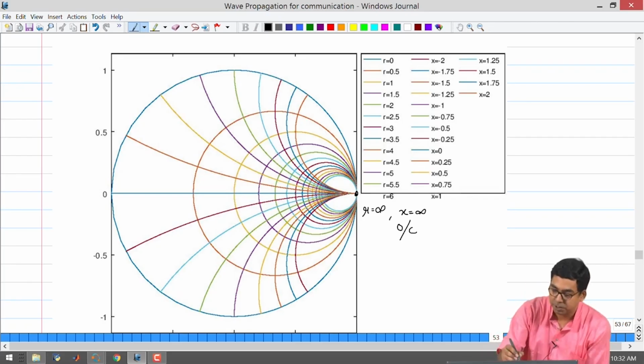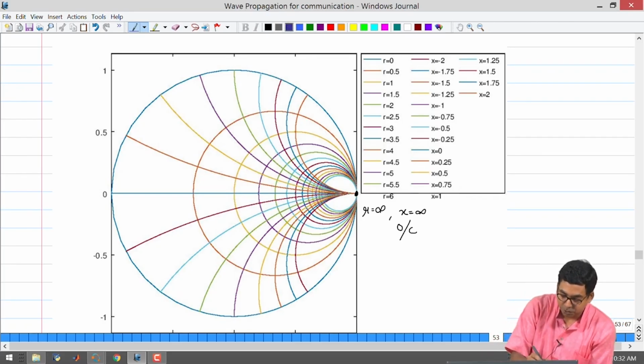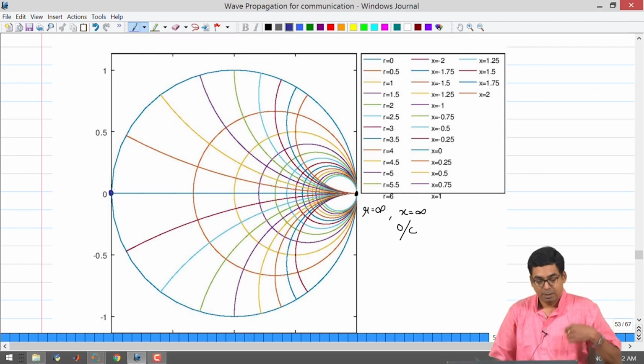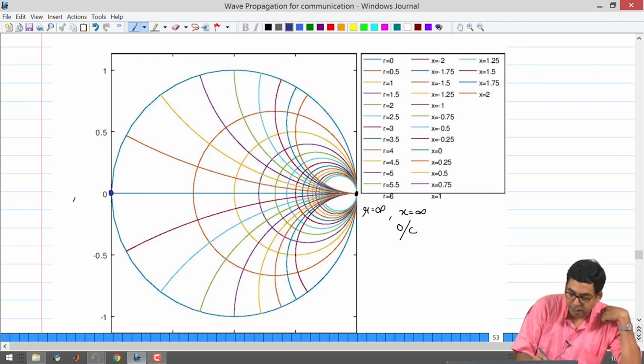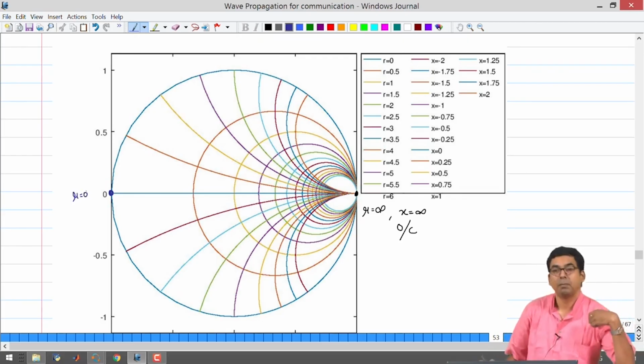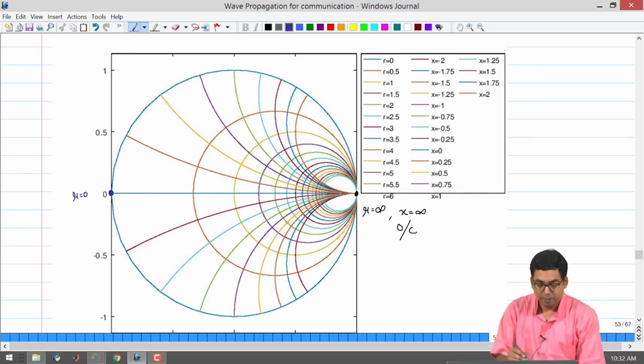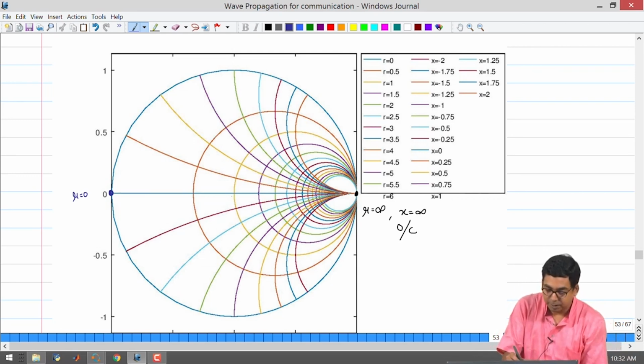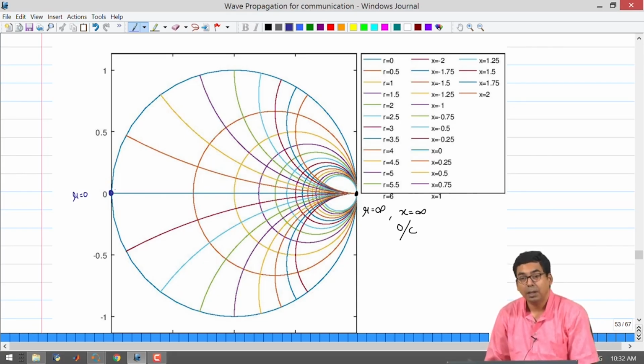Let us go to the leftmost point. The leftmost point is an interesting point because it is R equal to 0. However, there is a straight line that goes over here. The straight line corresponds to x equal to 0.